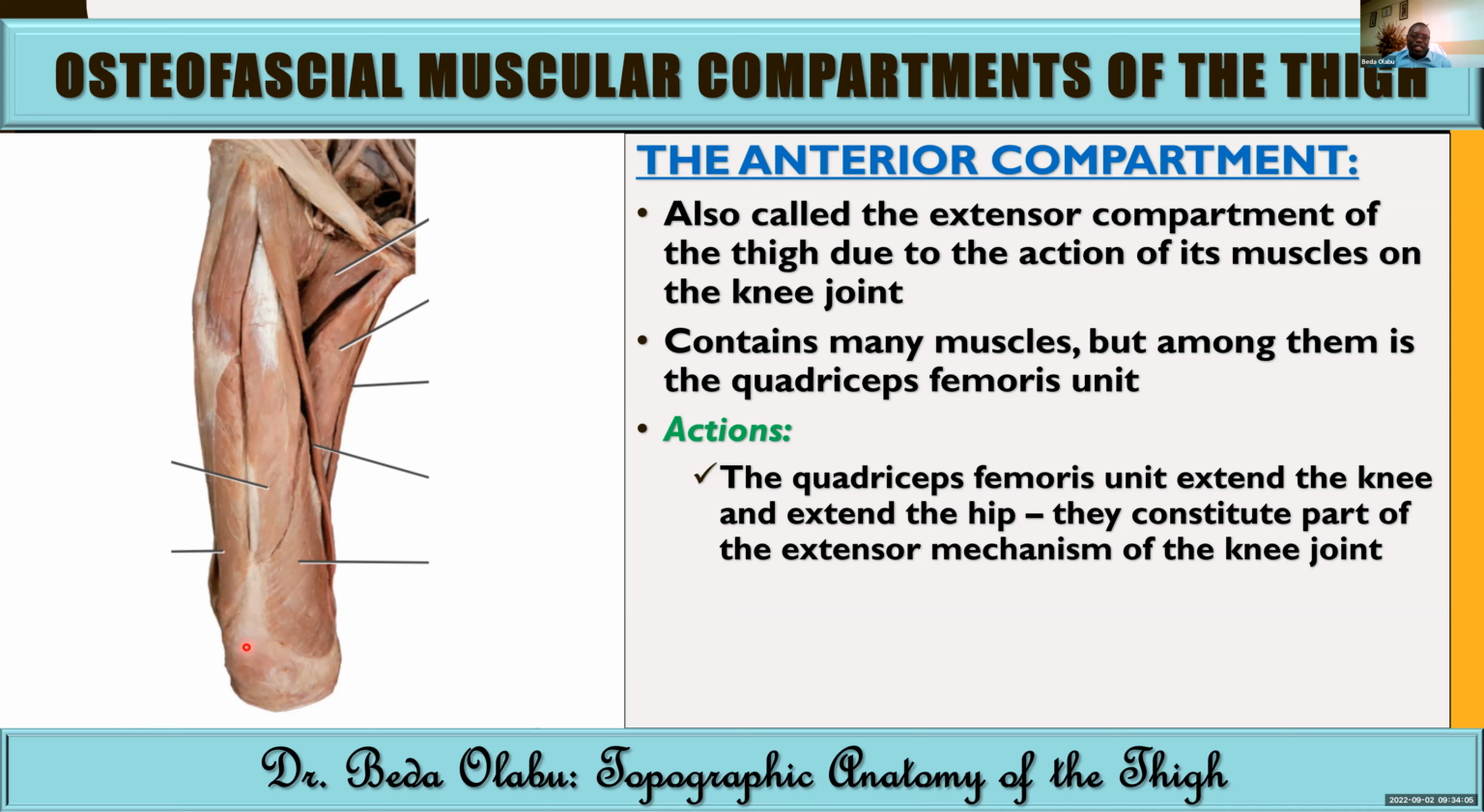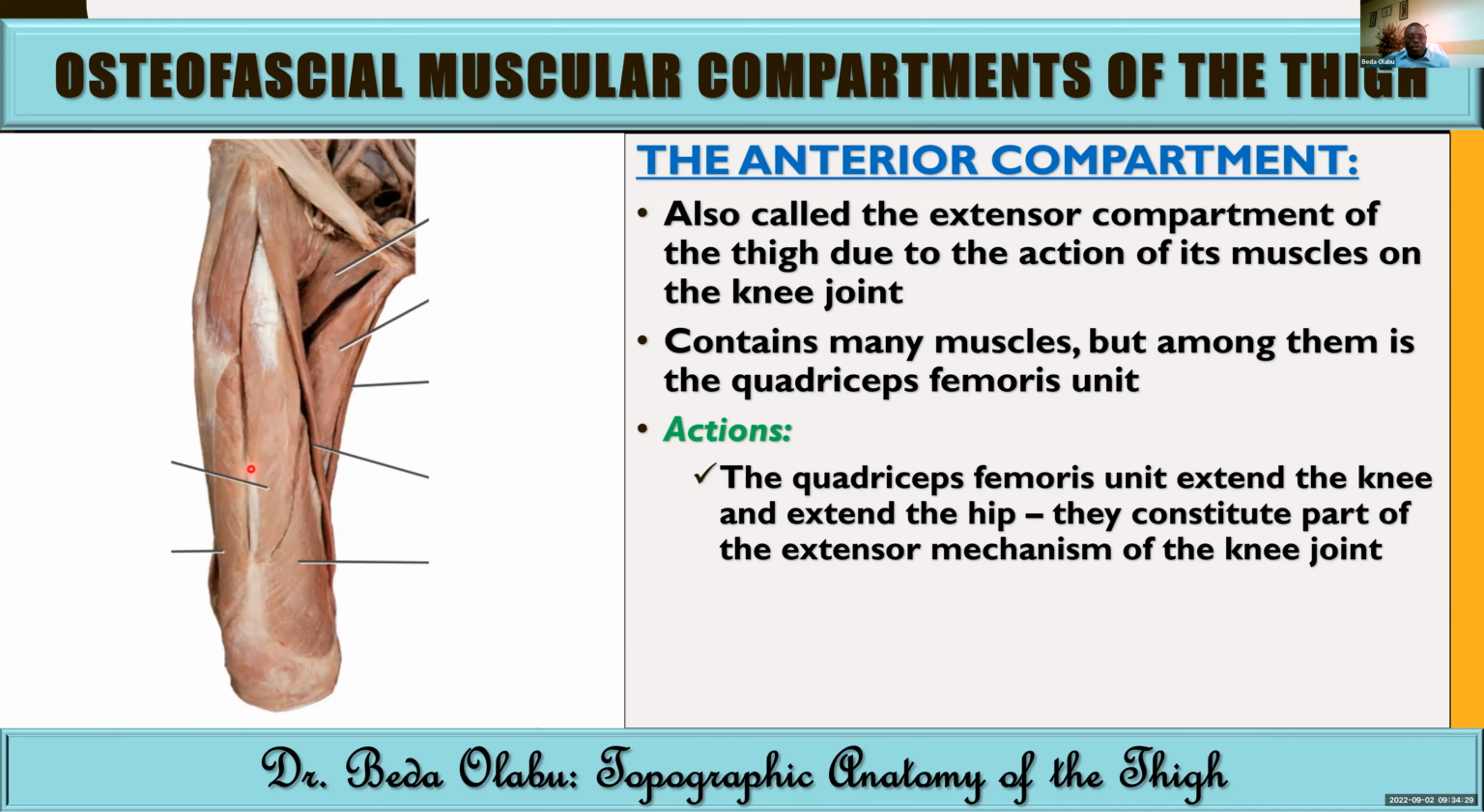Quadriceps femoris unit inserts through a common tendon, this one, which we call the quadriceps tendon. And then the quadriceps tendon attaches to the bone there, which we call the patella. Then from the patella, we have a ligament, which we call the patellar ligament, going all the way to the tibia.